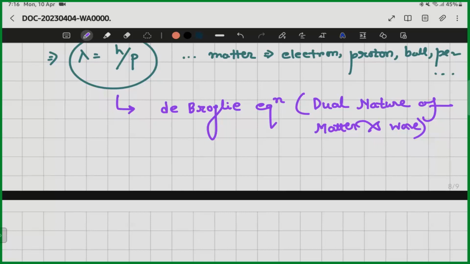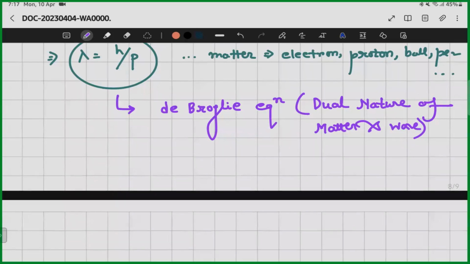Now one question may appear: if this equation is correct, then why can't we see the wave? This is a particle, that is, matter. Matter has particles, so this has a particle nature. We can see that it has mass, this is matter. But the de Broglie equation says that this also has some wave nature. Can we see that? We are not able to see it, right?